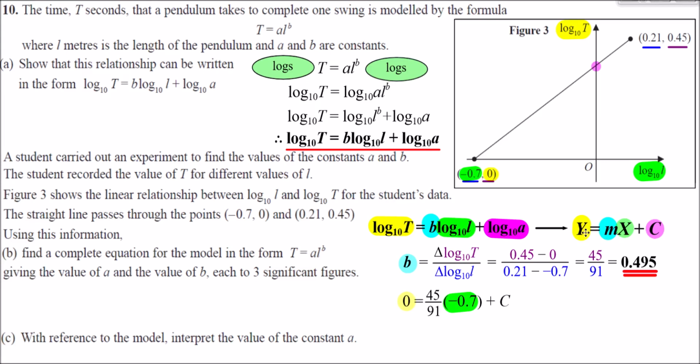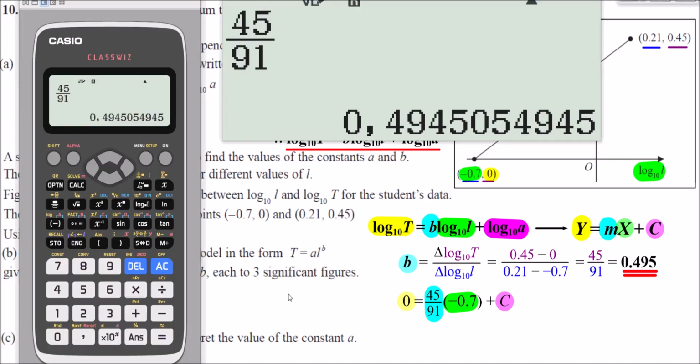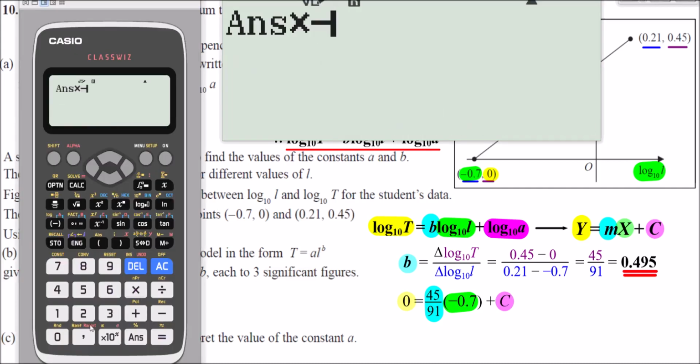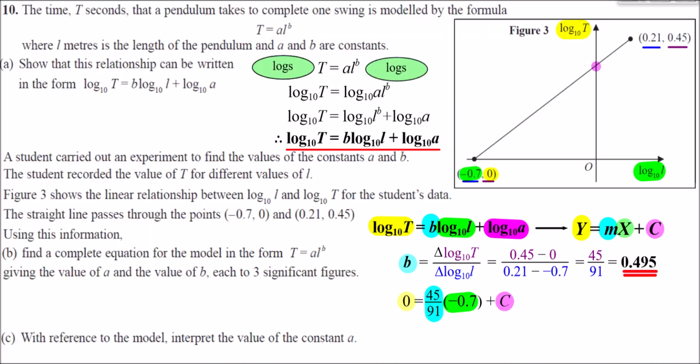So in terms of y equals mx plus c, 0 equals gradient times minus 0.7 plus c. And just to add in the colour coding, this is blue, and that's going to be the purple. So if we actually just work out what 45 over 91 multiplied by minus 0.7 is, which you can do here really easily, we get that 0 equals minus 9 over 26 plus c. So if I then add that to both sides, c obviously must be positive 9 over 26.